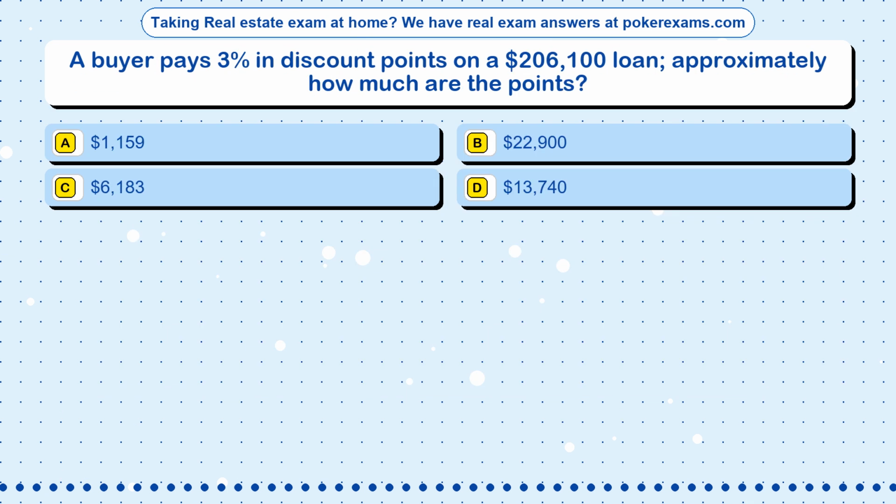Question 7. A buyer pays 3% in discount points on a $206,100 loan. Approximately how much are the points? Option A, $1,159. Option B, $22,900. Option C, $6,183. Option D, $13,740.